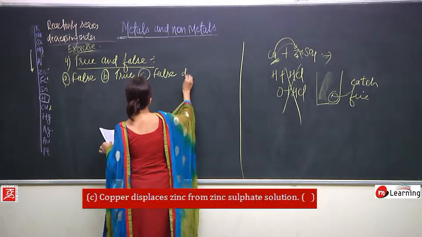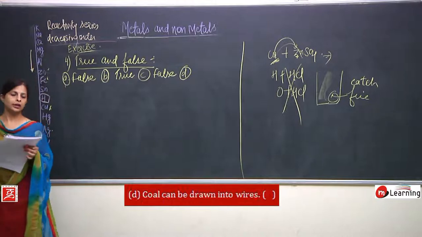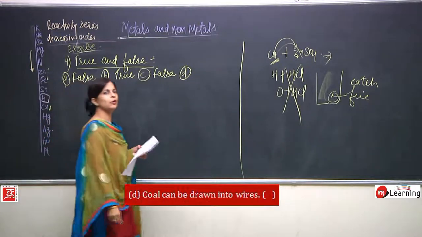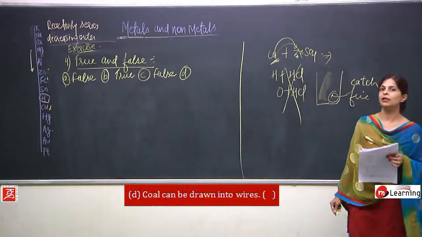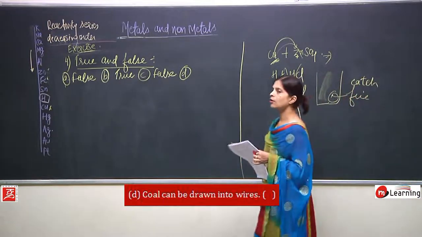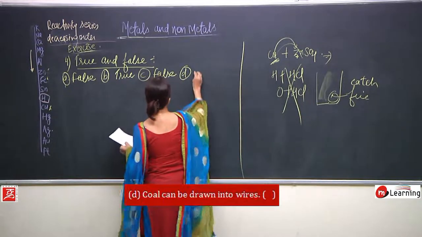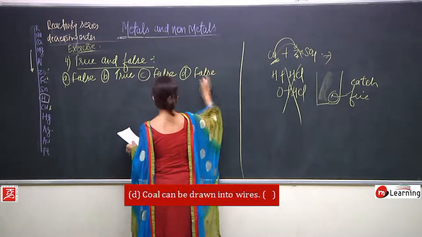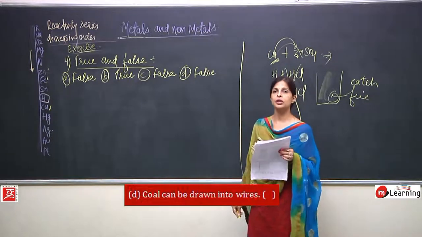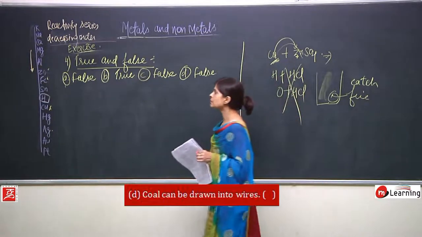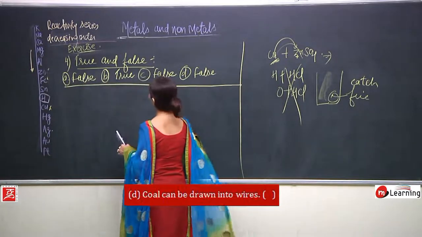Now I'll go to the D one. Coal can be drawn into wires. You all know this. You all have seen coal. Just try to hammer it. What will happen? Can you make a wire out of that? No, it breaks very easily. So what are you going to write over here? False. This property shows what? When I'm talking about drawing into wires, I'm talking about ductility. Okay? Is this thing clear?